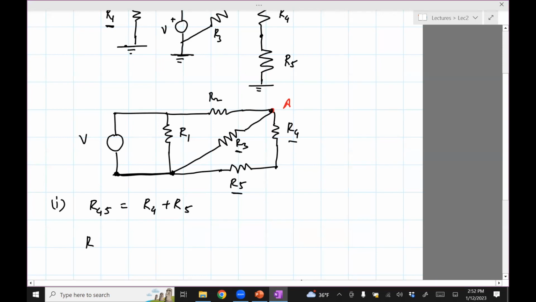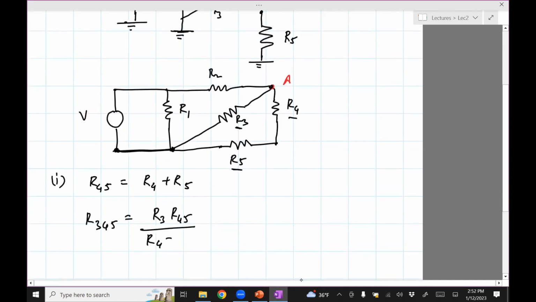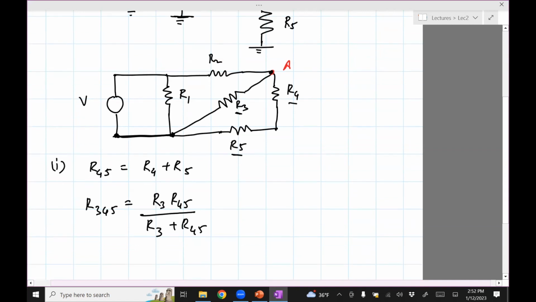So R3, 4, 5 will be R3 in parallel with R4 plus R5. So I'm using the resistance in parallel formula to compute that.